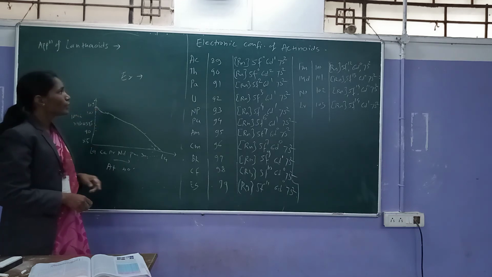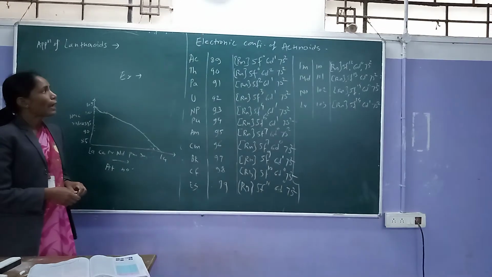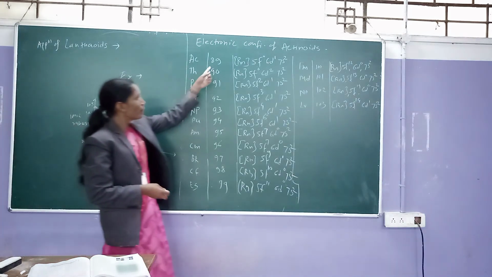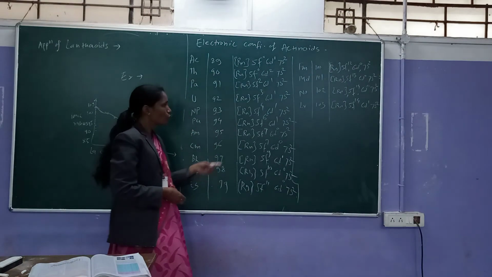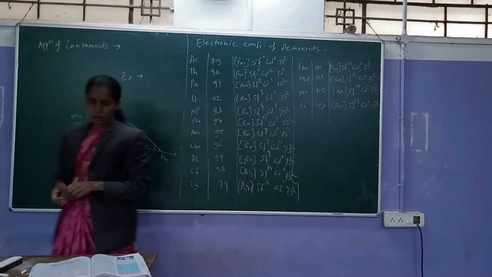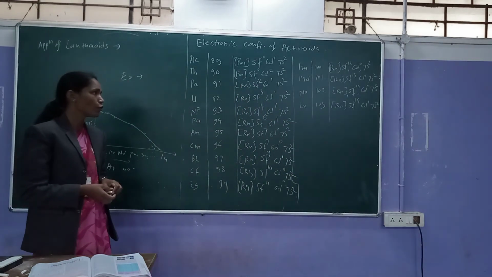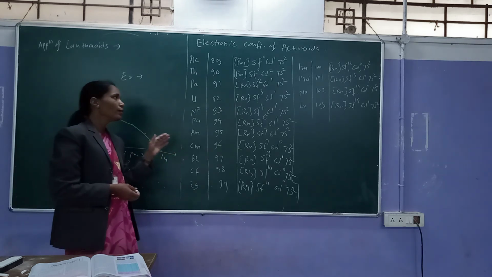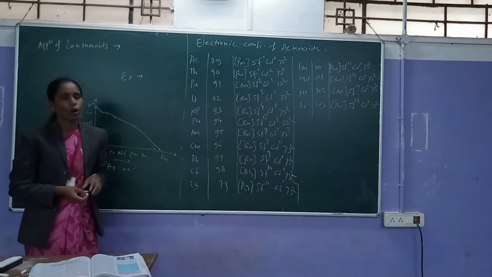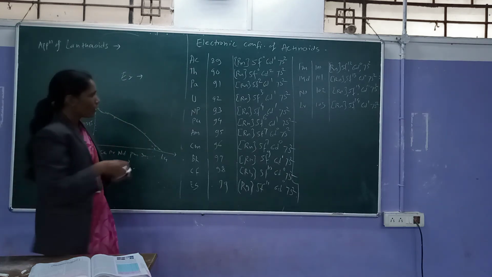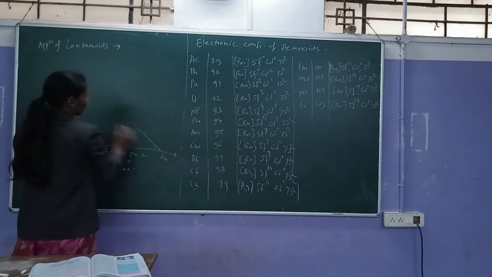The next point is actinoids. Actinoids are the elements from atomic number 89 to 103, a total of 14 elements from the 7th period, interrupted from the d block and shifted to the bottom of the d block elements.